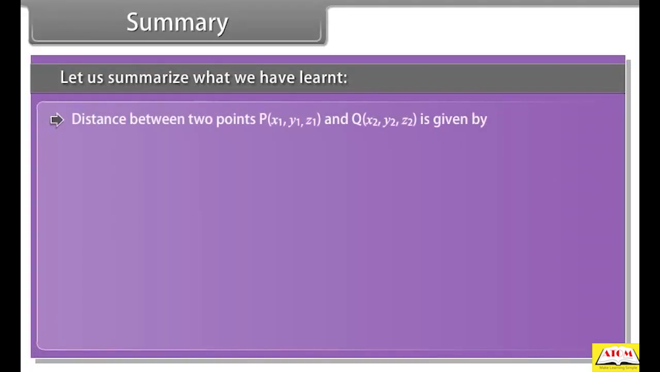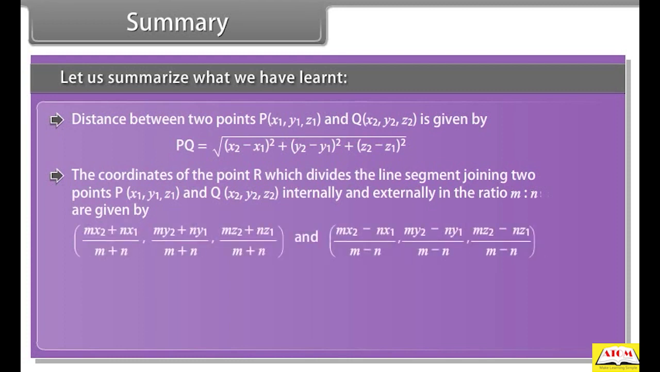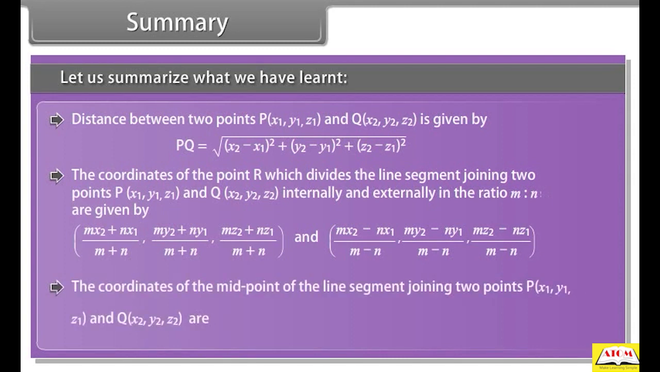Distance between two points P (x1, y1, z1) and Q (x2, y2, z2) is given by the formula. The coordinates of the point which divides the line segment joining two points P (x1, y1, z1) and Q (x2, y2, z2) internally and externally in the ratio m:n are given by the formulas. And the coordinates of the midpoint of the line segment joining two points P (x1, y1, z1) and Q (x2, y2, z2) are as shown.